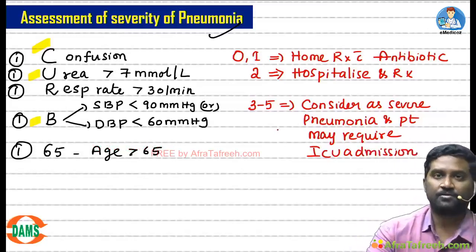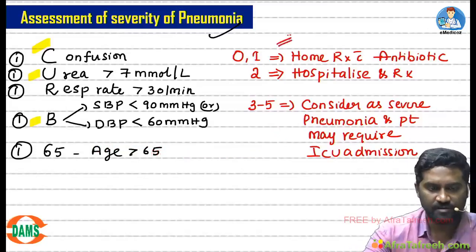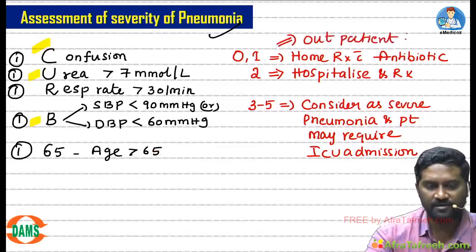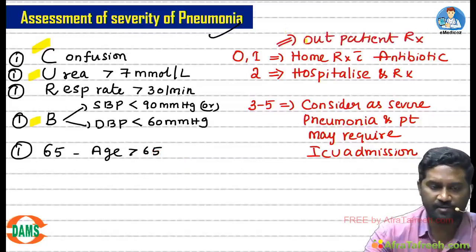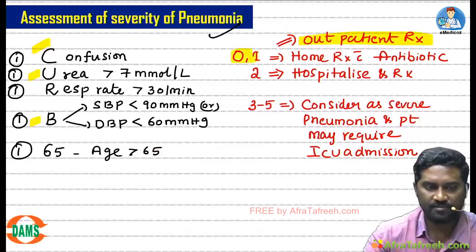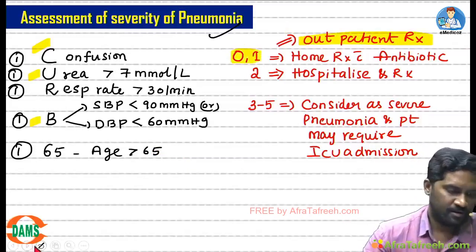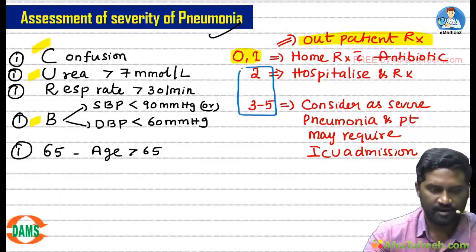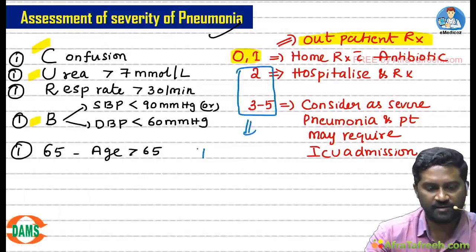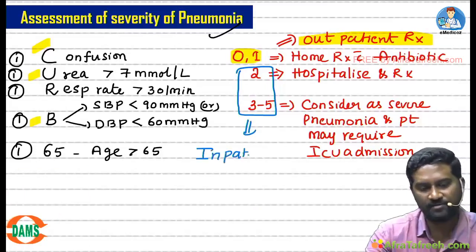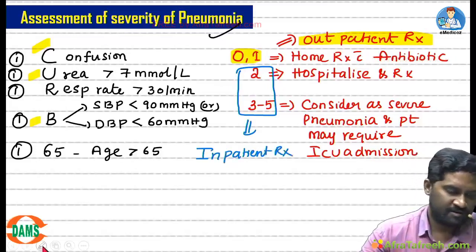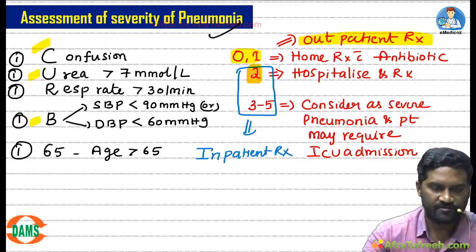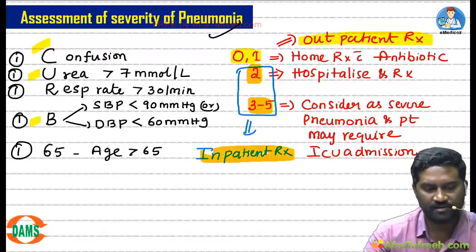So management at home is called outpatient treatment. Score 0 to 1, this is called outpatient treatment or OP treatment. If the score is less, we prefer outpatient treatment. If the score is more, we admit the patient. Admitting the patient is called IP treatment, inpatient treatment. So outpatient treatment and inpatient treatment.